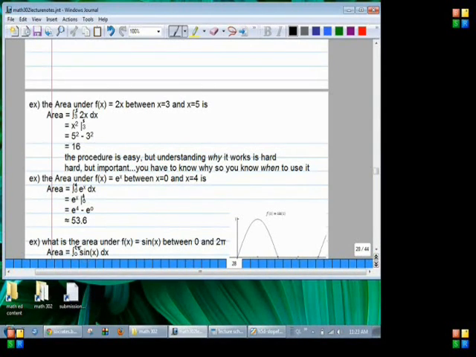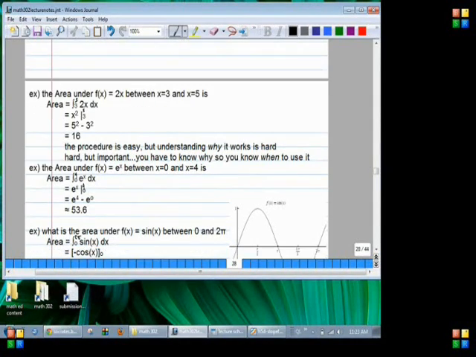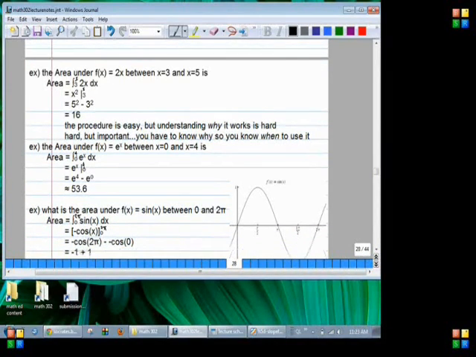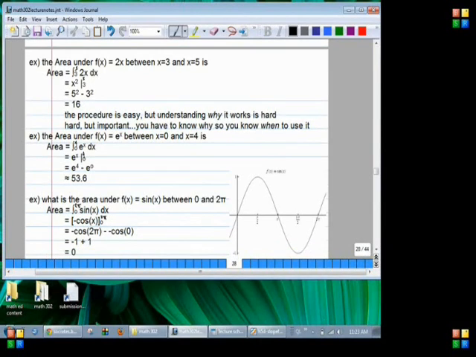Now, what's the antiderivative of sine? Check it. Negative cosine, because the derivative of negative cosine is sine. So always check that. Okay. So negative cosine from 0 to 2 pi. Now what happens when we plug in these values and evaluate it? You get negative 1 plus 1, which is 0.